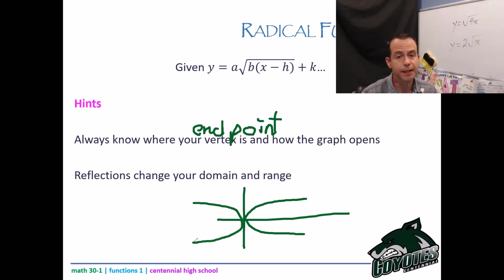So those reflections change the way your domain is looked at. So if you're doing it in set builder notation, it changes it from a greater than to a less than. If you're doing it in interval notation, it'll change it from something like 2 to infinity to negative infinity to 2. So just be careful of that, okay?